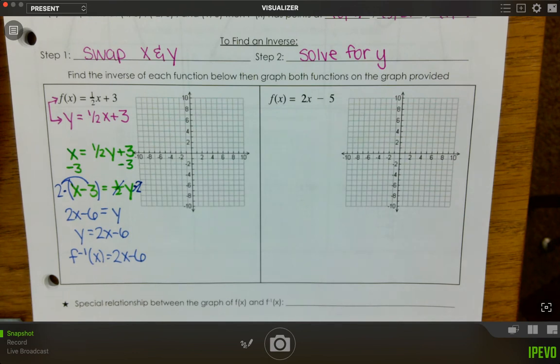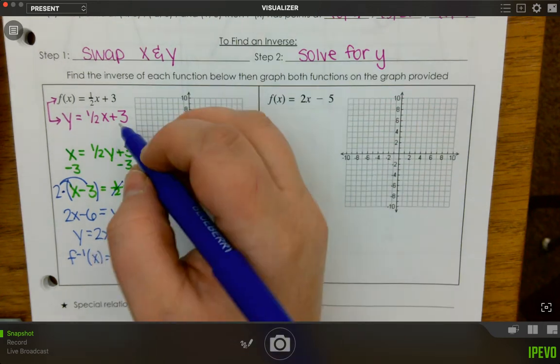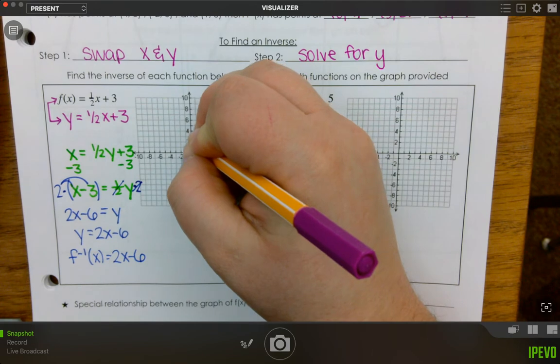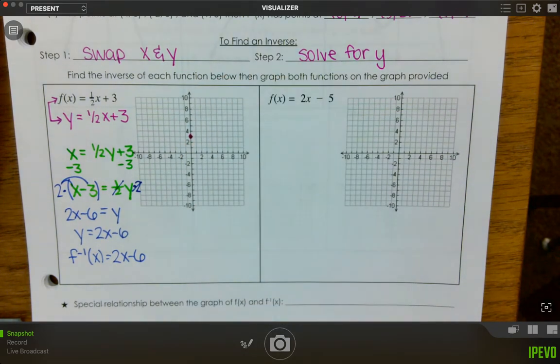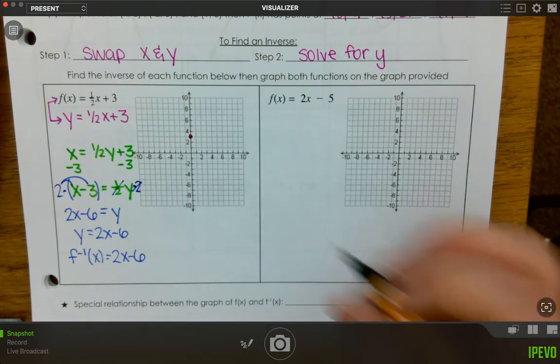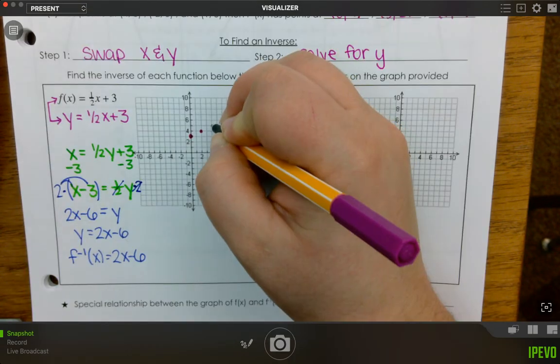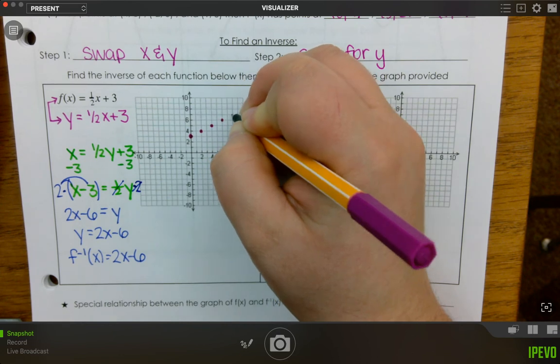And then it wants us to graph both of these. This is back to graphing lines, everybody. This one's going to start at 3, and it has a slope of 1/2. So it's going to go up 1, right 2. Like that.